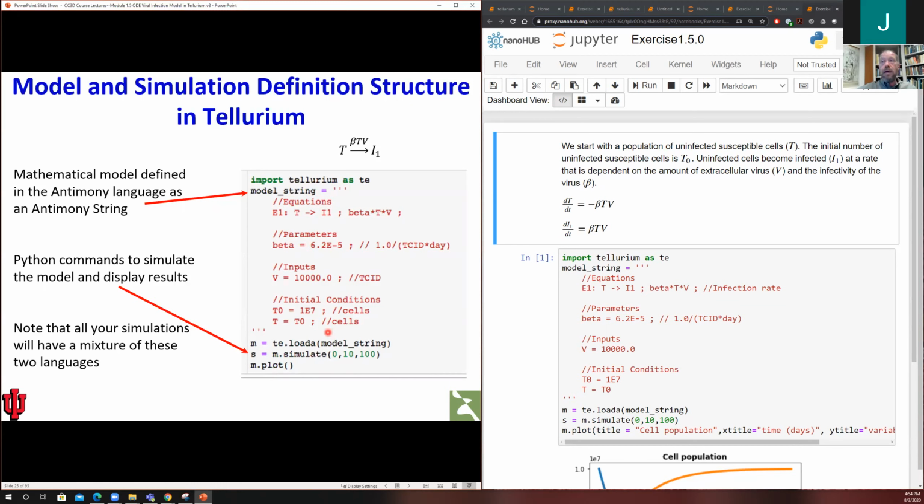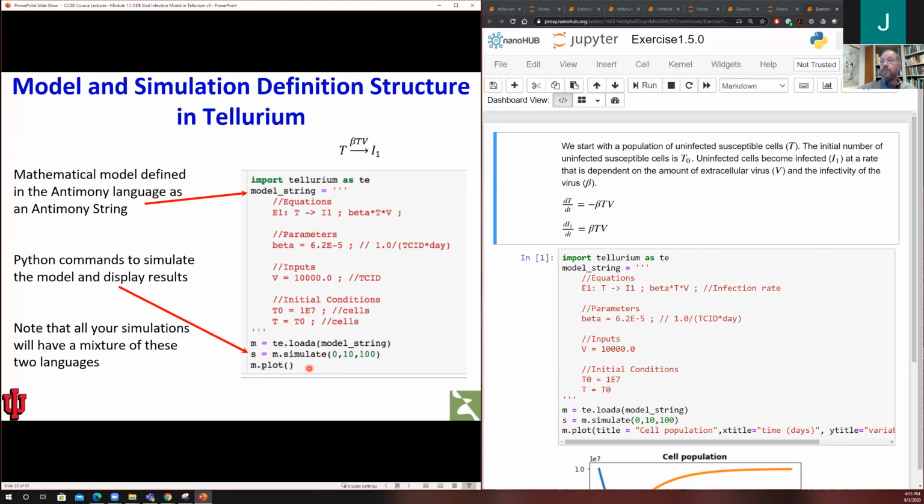Okay. And then we're going to have a set of very simple Python commands that are going to load this model. te.loada of model string loads and parses that model and compiles it. m.simulate is a method that simulates that model for a given amount of time, from time 0 to time 10, and it uses 100 intermediate points. It's a fixed time step for this particular simulation. And then there's a method m.plot that throws up the results of that simulation.